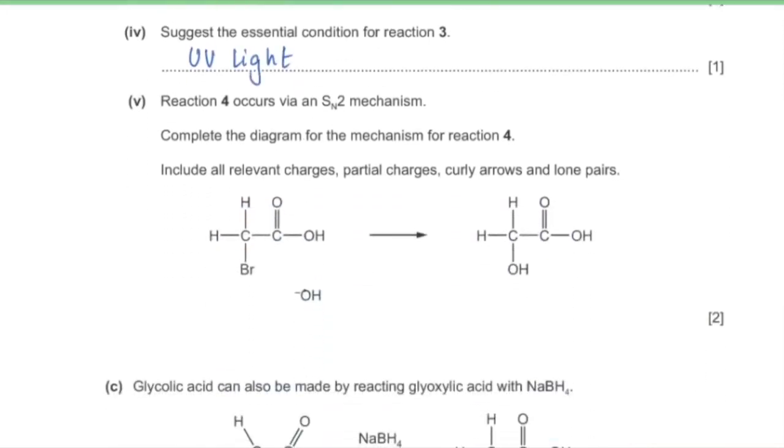Part 5, reaction 4 occurs by an SN2 mechanism. Complete the diagram for the mechanism for reaction 4. So SN2, because this is a primary halogenoalkane which has no stable intermediate. Now this bond will be breaking heterolytically. Carbon will have a partial positive charge and bromine will have a partial negative charge. There will be an arrowhead towards Br. This bond will be breaking heterolytically, and at the same time OH with a lone pair of electrons will be attracted towards the partially positively charged carbon atom.